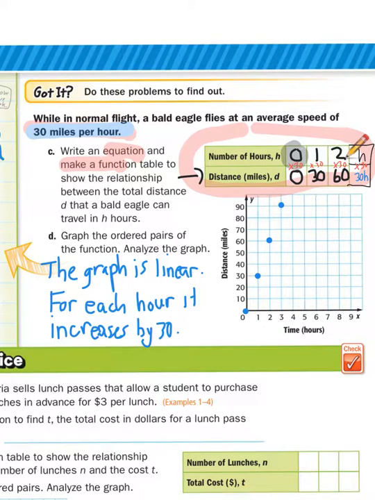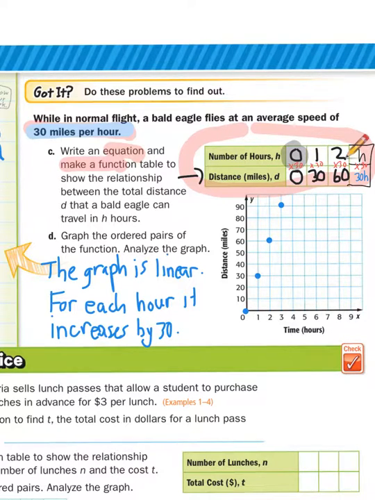Okay, so this is what I came up with. So two things I said in this one. The one is the graph is linear. That's the bare minimum. Yeah, it's linear. It's a straight line. But you also want to talk about this part. For each hour, it increases by 30. Notice that for every hour, it goes up by 30. Another hour goes up 30 more. Another hour goes up 30 more.